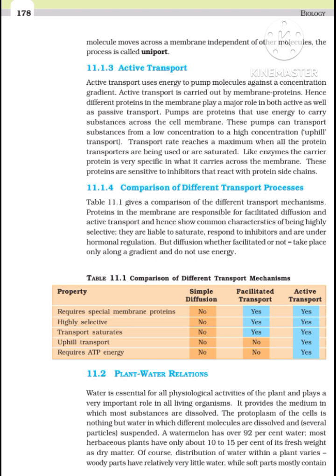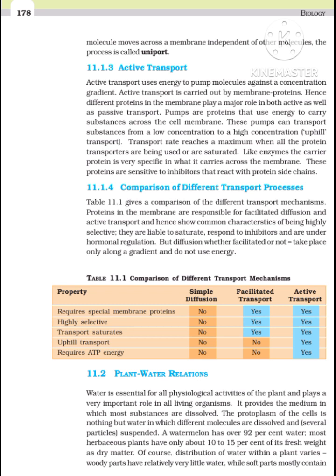Table 11.1 Comparison of different transport mechanisms. Properties: simple diffusion, facilitated transport, active transport. Requires special membrane proteins: No, Yes, Yes. Highly selective: No, Yes, Yes. Transport saturates: No, Yes, Yes. Uphill transport: No, No, Yes. Requires ATP energy: No, No, Yes.